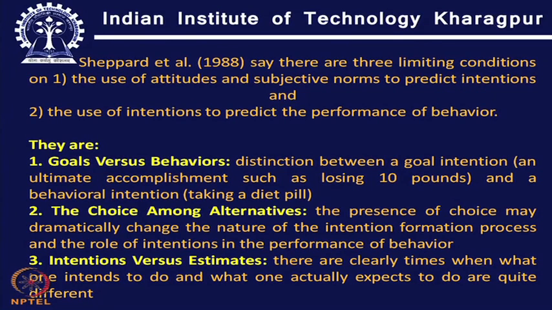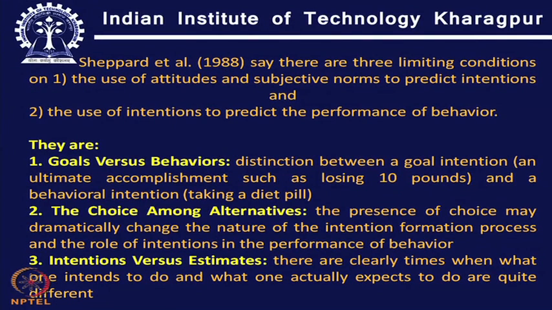You can lose weight either by exercise or by taking a diet pill, so there is a difference between your goal intention and the behavioral intention. Second, the choice among alternatives: the presence of more choices may dramatically change the nature of the intention process and the role of intention in the performance of the behavior. If more alternatives are present, the behavioral intention, the goal intention, and how to reach that goal through what type of behavior, all these choices may determine it.